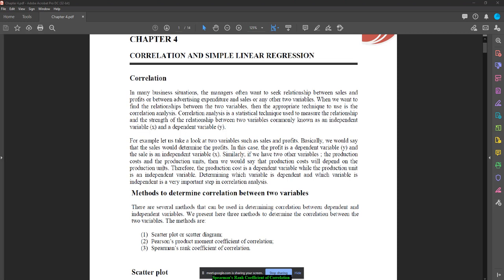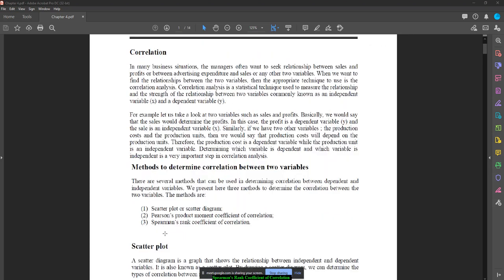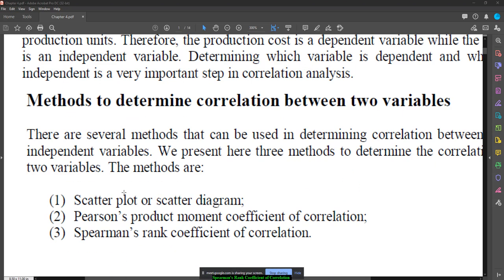In previous lectures, we already looked into correlation and simple linear regression. Under correlation, there are three methods that can be used to determine correlation between two variables. We have looked into a scatter plot or scatter diagram.